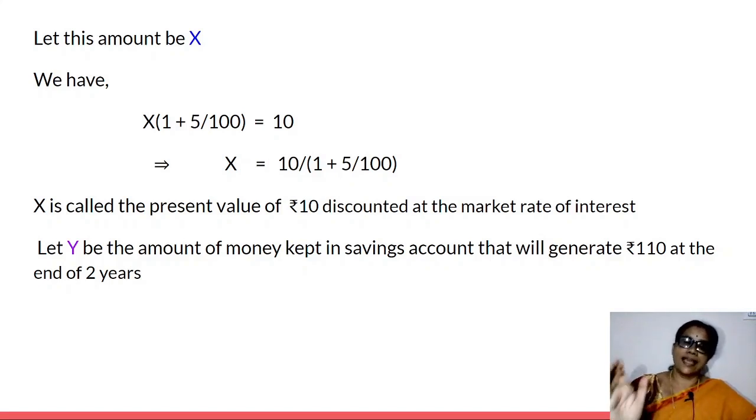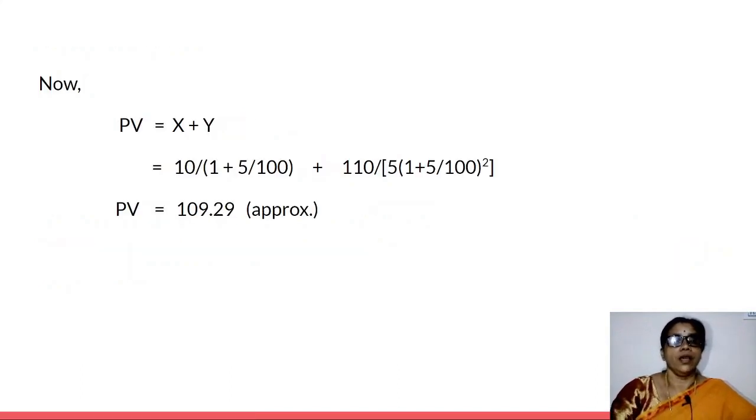Okay, let us take X as the present value of rupees 10 discounted at the market rate of interest, and let us take Y as the amount of money kept in the savings bank account, and this Y will generate rupees 110 at the end of 2 years. So here after 2 years only the 110 rupees will be repaid by the bank. Now let us solve the equation: PV, that is present value, is equal to X plus Y.